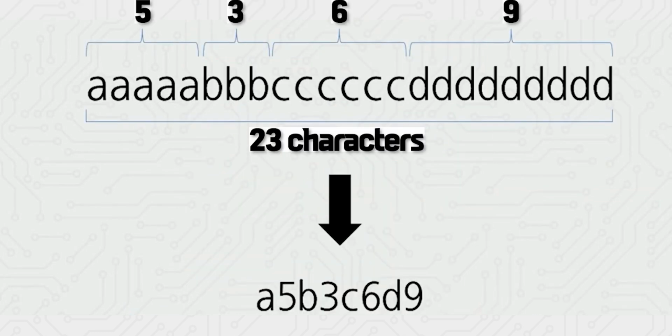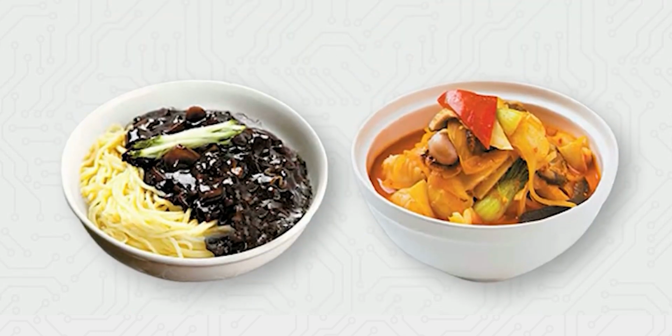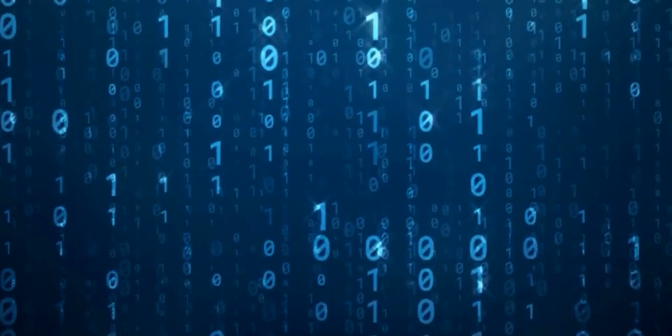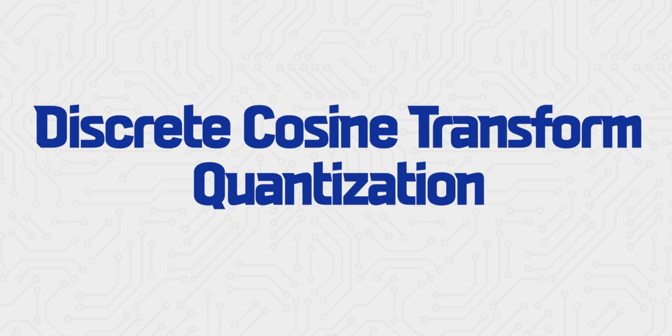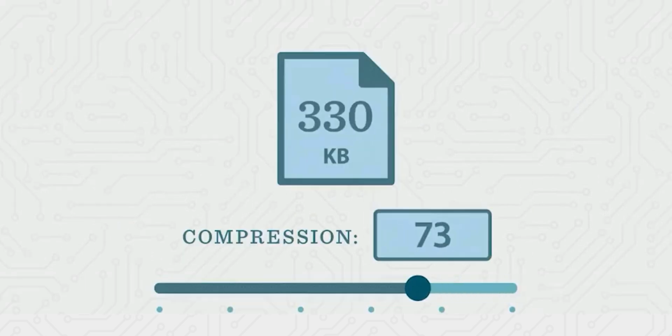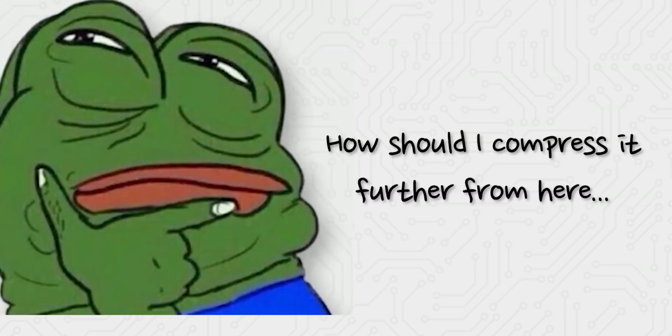Similarly, for image files, instead of saving every repeated number, you can compress by saying there are 1,000 zeros ahead. Frequently occurring patterns like jjajangmyeon and jambong can be represented with shorter numbers to increase compression efficiency. To ensure that the same numeric information appears frequently, we use discrete cosine transform and quantization, which allows us to compress each image by focusing on the important parts.